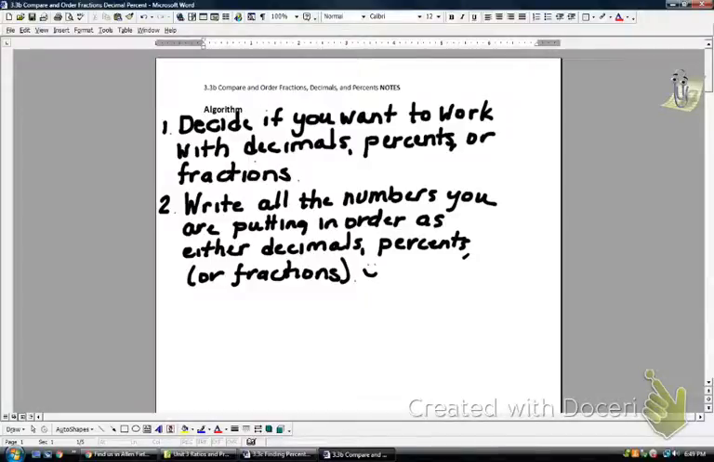Then after you decide which one you're going to work with, decimals, percents, or fractions, the second step of the algorithm is you need to write all the numbers you're putting in order or comparing as either decimals or percents, and then I wrote or fractions, which I don't think anybody is going to choose.